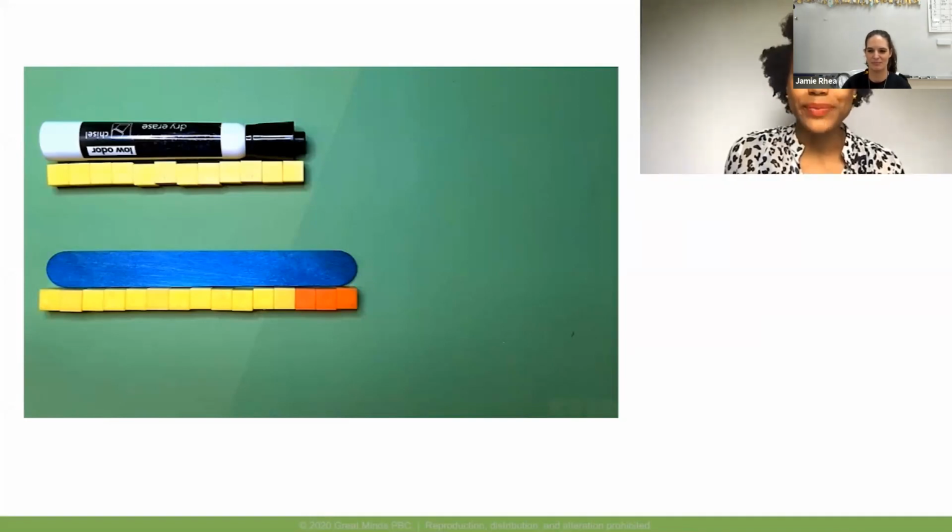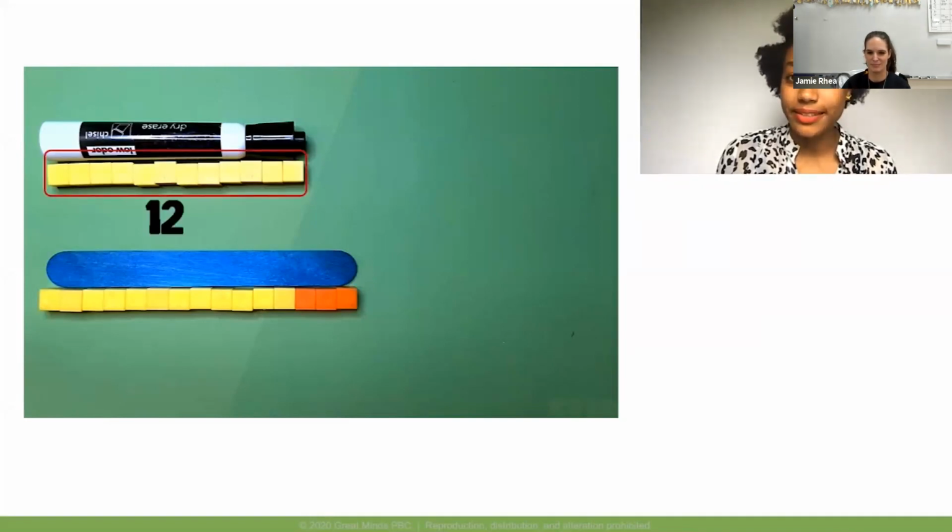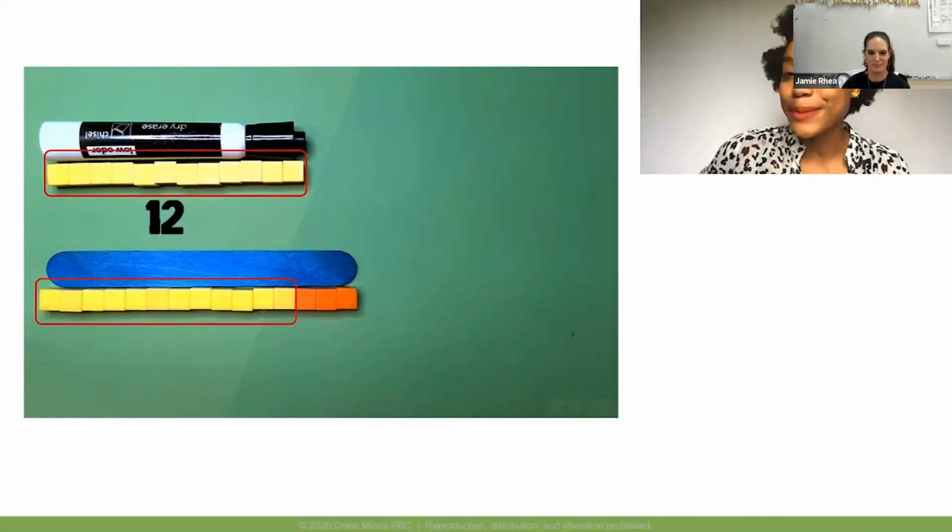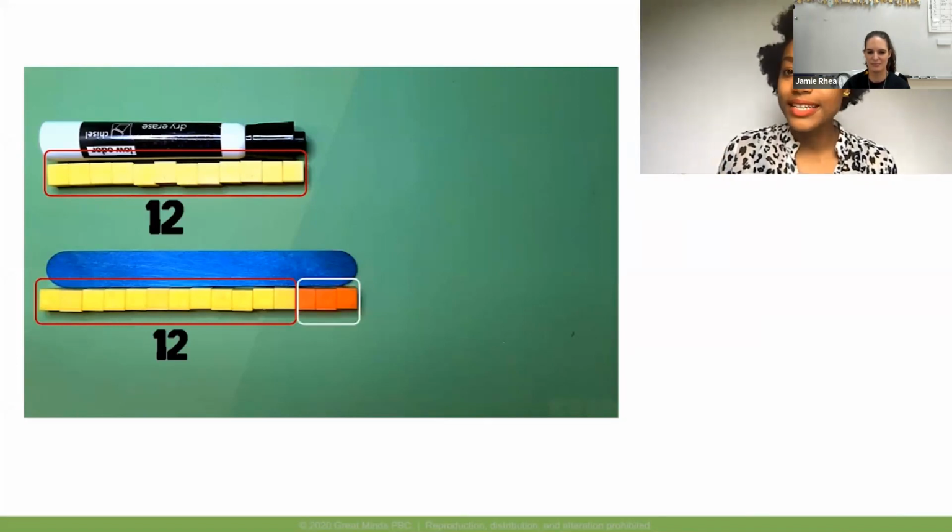The dry erase marker had 12 centimeter cubes. And in Mrs. Curry's measurement, you can also see 12 centimeter cubes. But she had 12 centimeter cubes plus some more. How many more centimeter cubes did Mrs. Curry need to measure her craft stick? Let's count them. Take a moment to look and think.